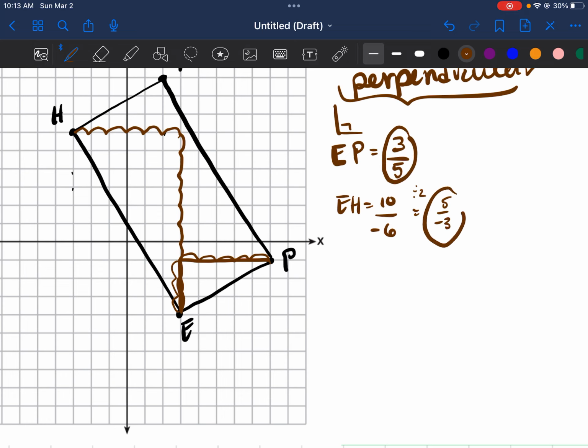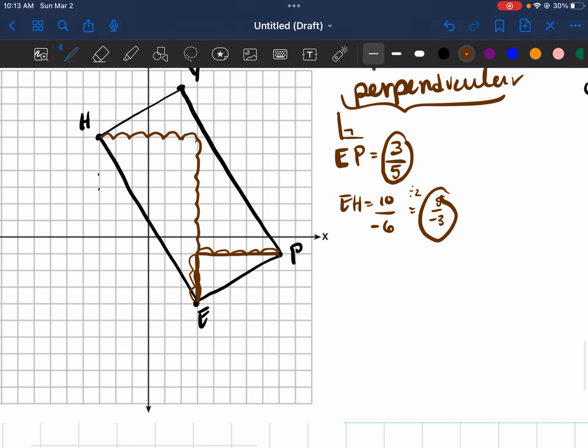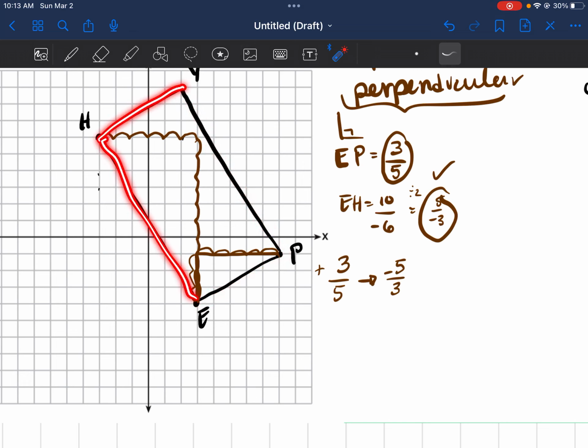These are perpendicular slopes because perpendicular slopes are called inverses. So if I have 3 over 5, its perpendicular slope is going to be 5 over 3, and then I change the sign. This original one was positive, and this one is negative. So because those are inverses, yep, they are perpendicular. I can continue to do that with all of the sides, like EP and PY, EH and HY, and I will see that they all have inverse slopes.